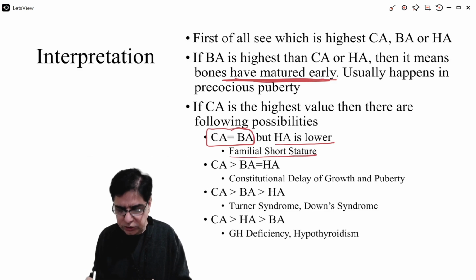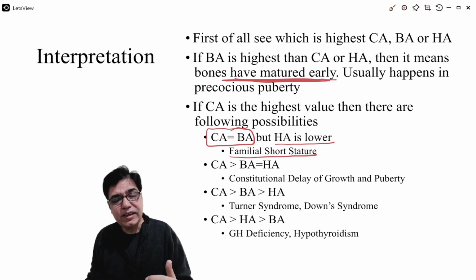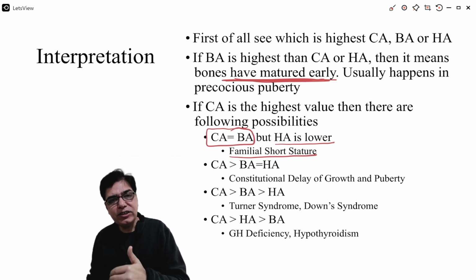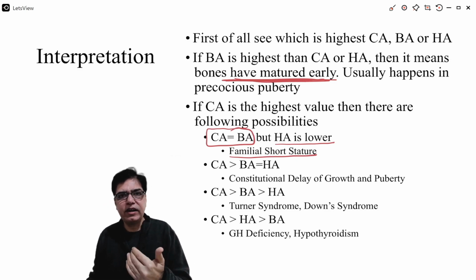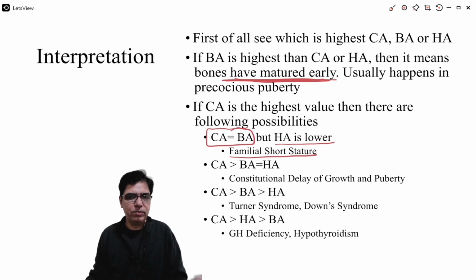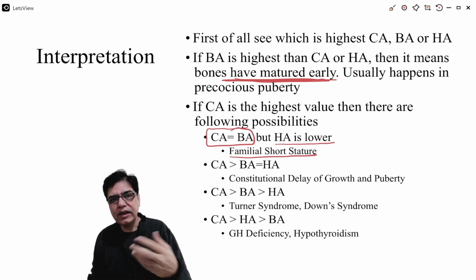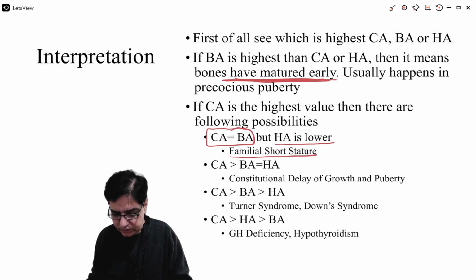So in familial short stature, your chronological age is equal to bone age, but the height age is lower. Like, for example, a girl who is 9 years of age and the bone age is also 9 years of age, but the height age is, let's say, of 6 years old. So that is familial short stature, and further digging into the history can further clarify this thing.